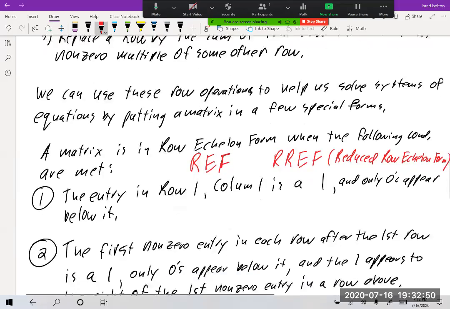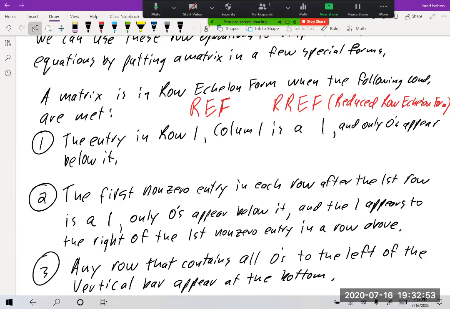Okay, so here's what we're going to do. To be in row echelon form, the entry in row 1, column 1, so the very first value, has to be a 1. When you're thinking of a matrix, you have to have a 1 right there, and then only zeros appear below it. So there'll be a 1 here, and then everything else is zeros. These are oftentimes called leading ones. The first non-zero entry in each row after the first row is a 1. Only zeros appear below those ones, and the 1 appears to the right of the first non-zero entry.